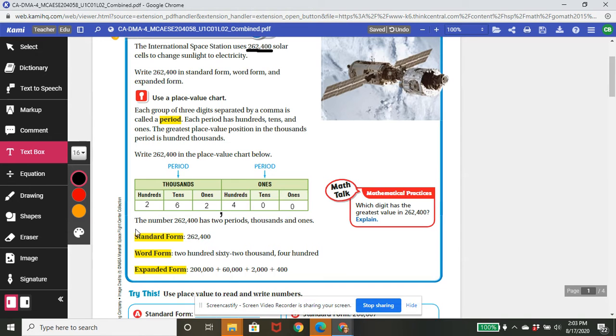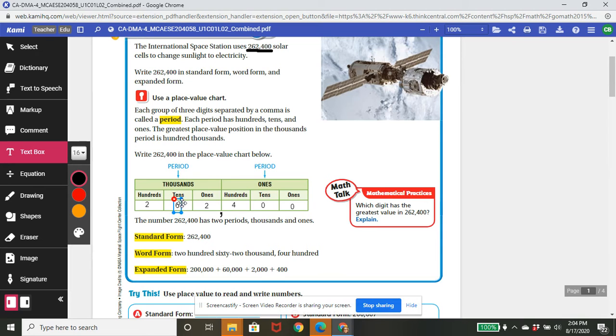Okay? So this number has 2 periods, the thousands period and the ones period. And to write it in standard form, you would just write it exactly how it's written here, exactly how I wrote it in the chart. 262, comma, 400. But that's not how you would read it. The way you would read it here in word form, I would have to say each name of the column it's in.